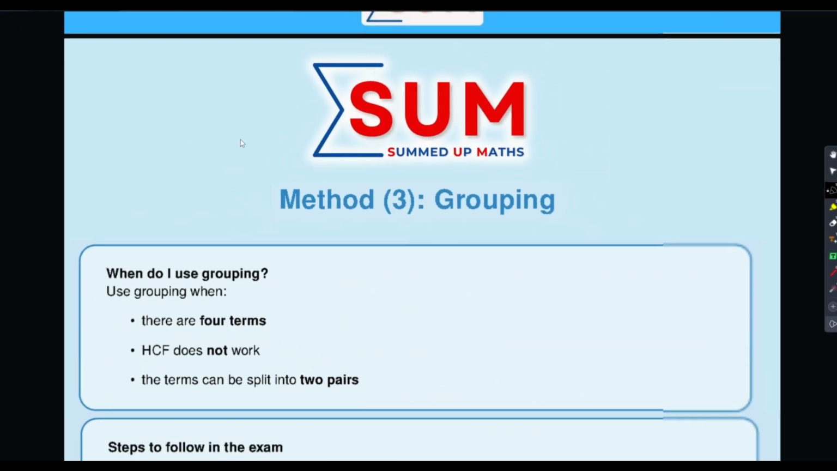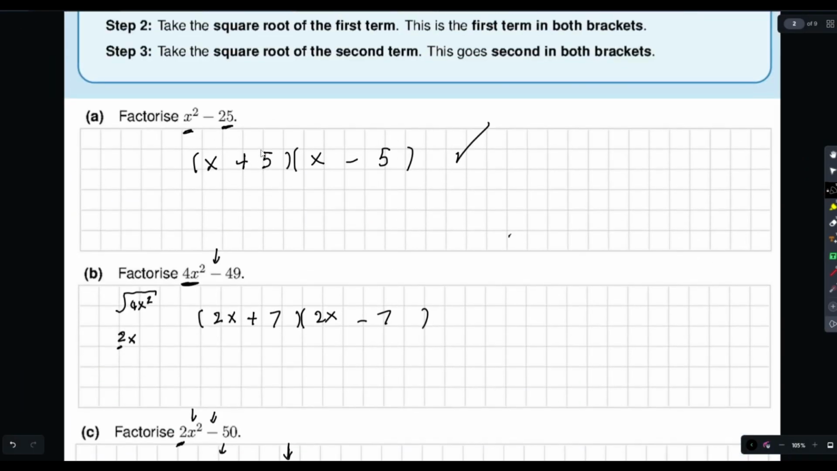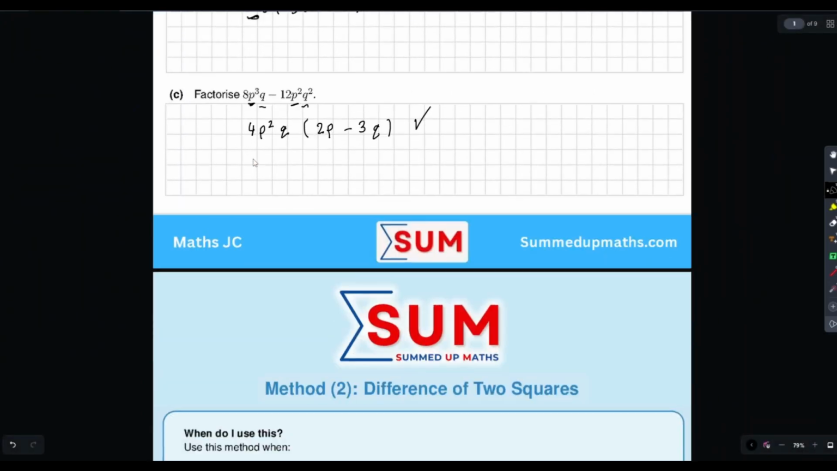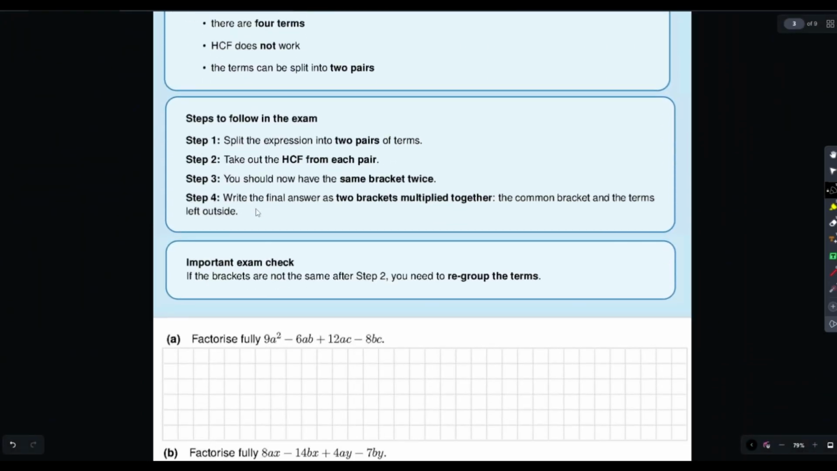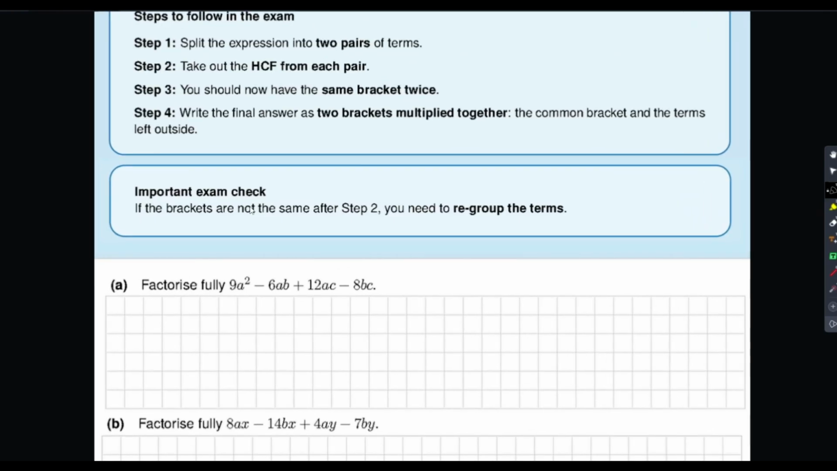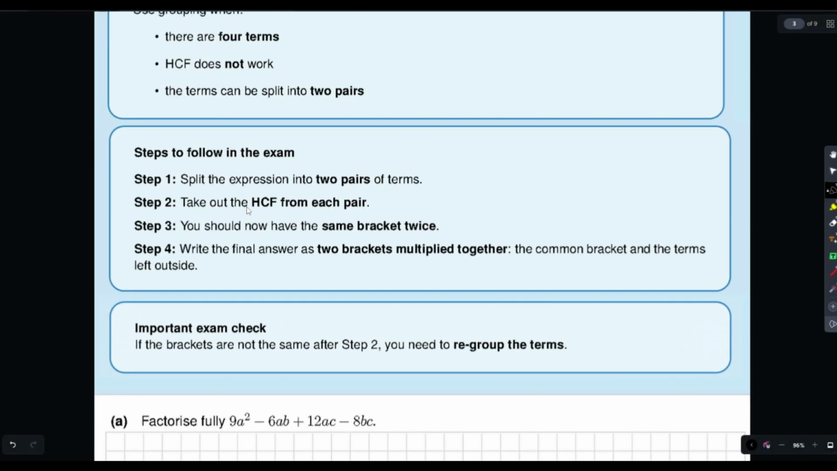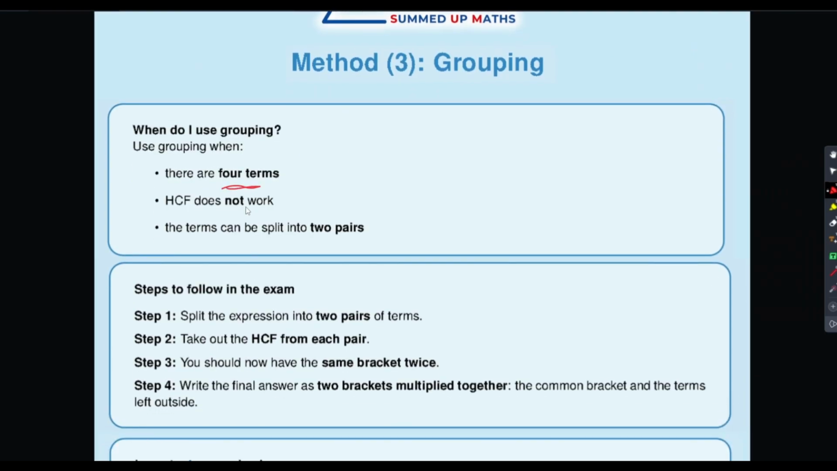Now, method number 3, and we're stepping it up a bit in terms of difficulty. So that's your difference of two squares, highest common factor. That's 2 already. Now we have grouping. So grouping, factorizing by grouping is very obvious, okay? Because it's the only one really where there are 4 terms.